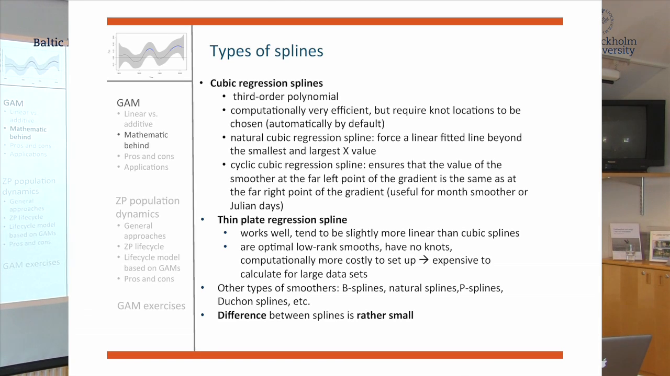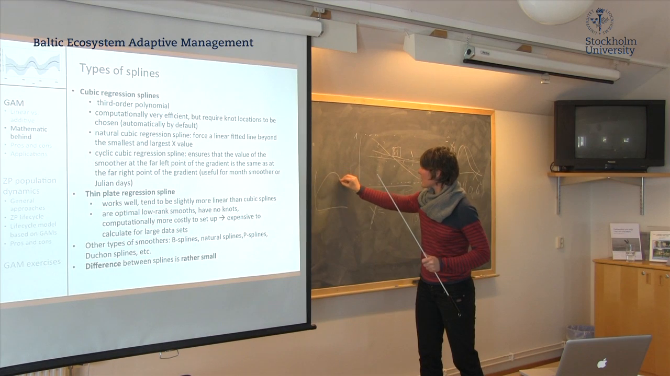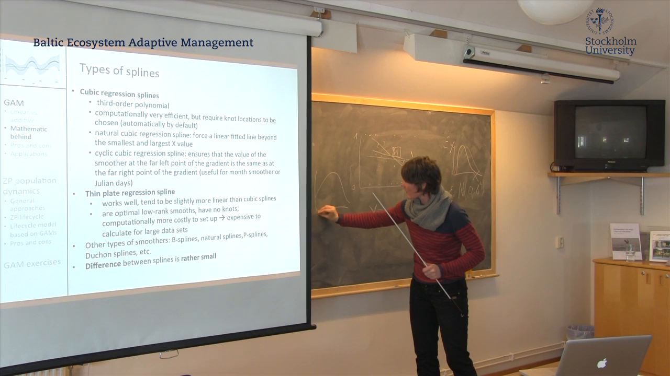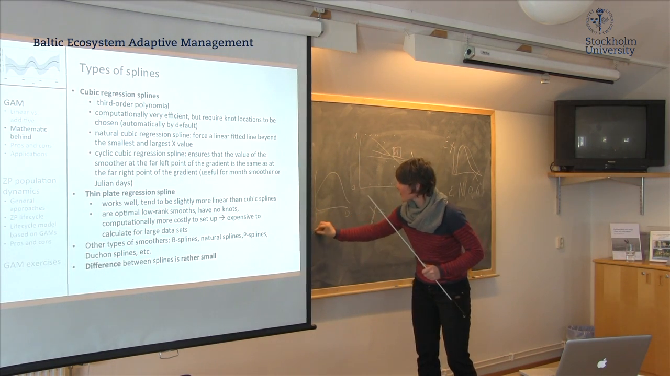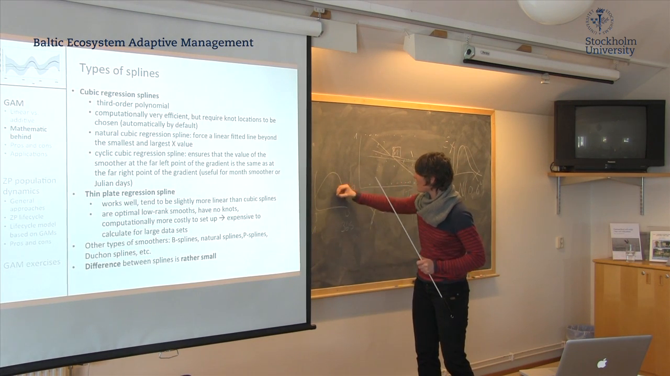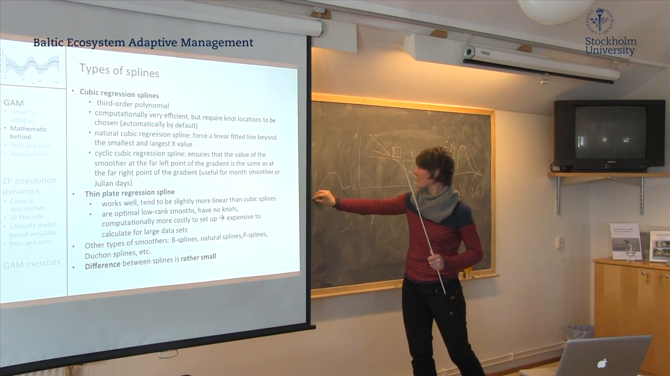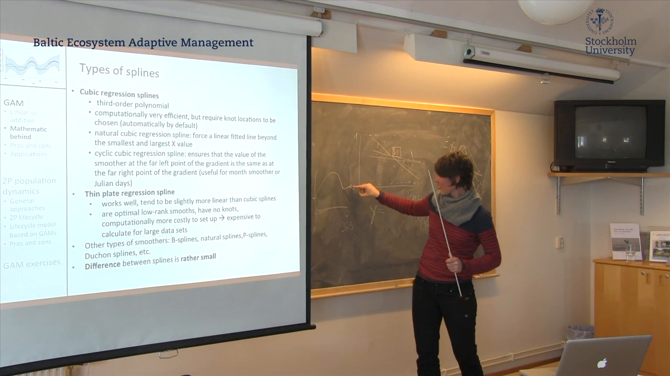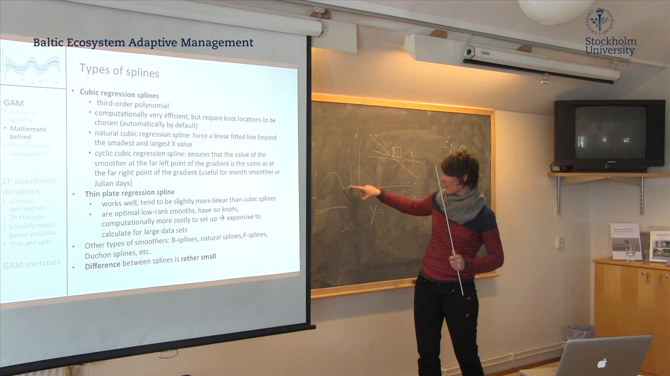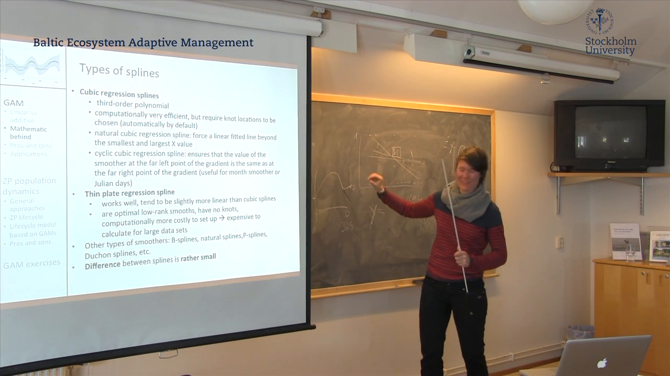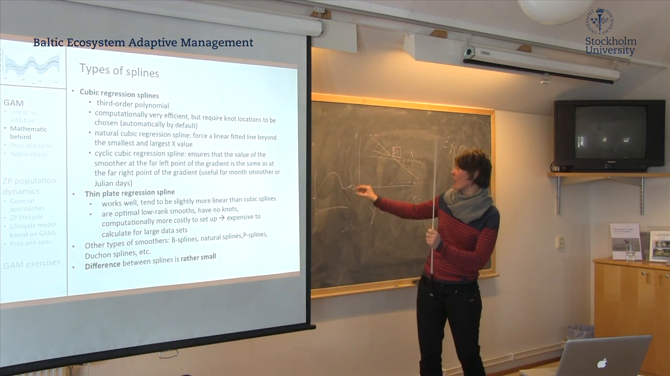Whereas, for example, this is important if you have monthly data and you want to look at the annual cycle of something, and you look at Julian days. You want the end of the curve to match the start. Like this is January and December, or the first day of the year and the last one. You don't want it to jump so much from one day into the next, because then it's such a big gap. The outcome of a GAM is a partial plot.